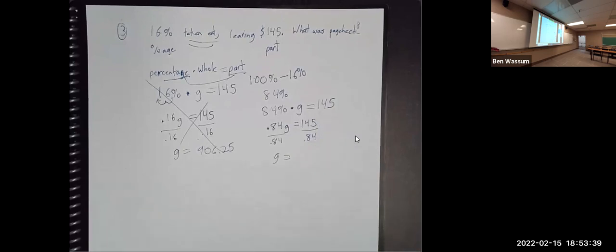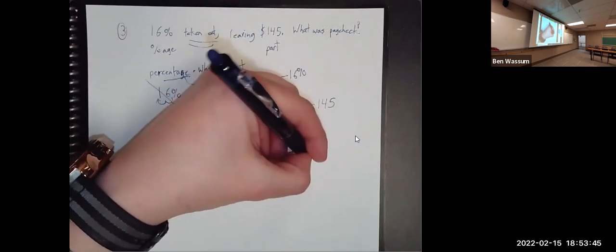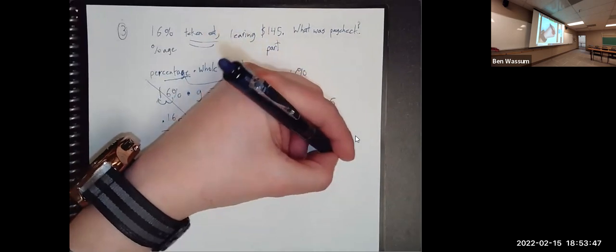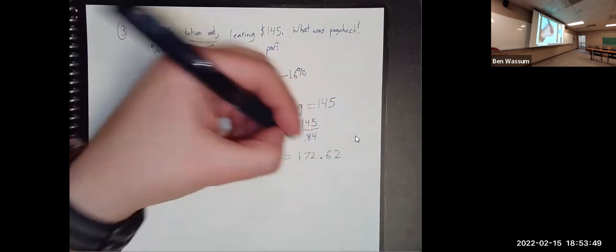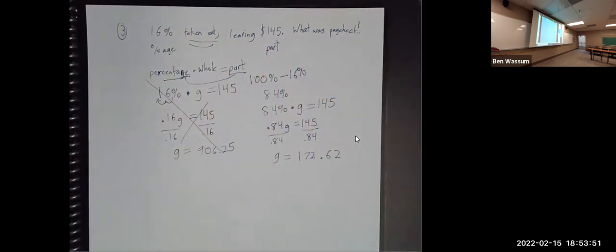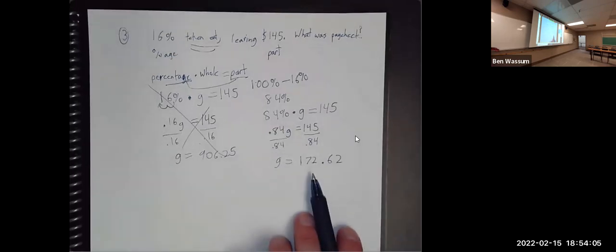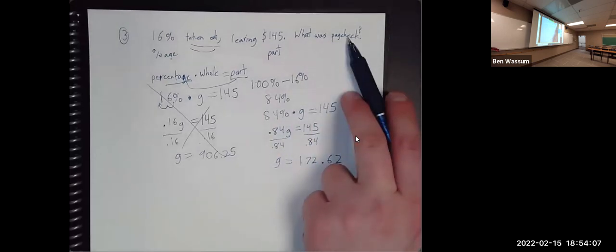So in this case, we end up with 172 point, I'm going to round it to the second decimal point because we're talking money. So $172.62. That would have been the paycheck. And you can look at this and say, does that make sense? Yeah, so that's, well, it doesn't equal the 16%, that equals our paycheck.